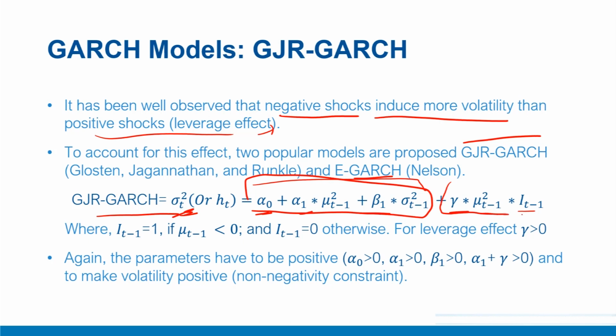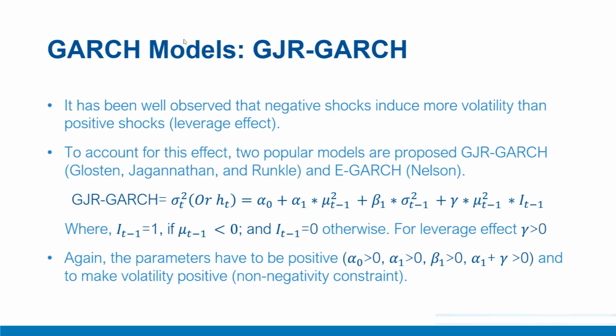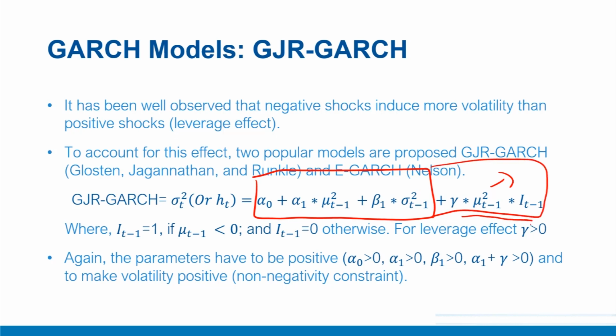Let's discuss this particular last term. Here, I t minus 1 is an indicator or dummy variable, which takes a value of 1 if mu t minus 1 is less than 0, and is equal to 0 otherwise. So essentially, we are running two models. One, when the shock is positive. When the shock is positive, then only this version, GARCH 1.1, is run. But when the shock is negative, then we are running a slightly more elaborate model to capture that asymmetric response.